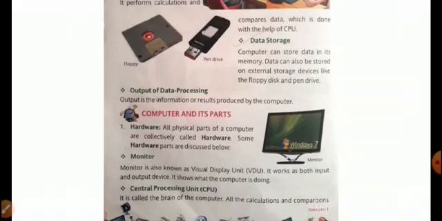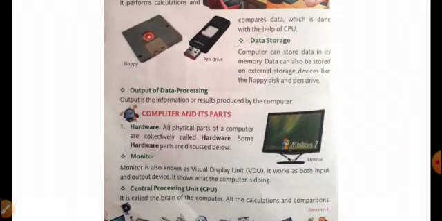Then lastly, output of data processing. The data which is processed within the system and the result which comes is the output. So output is the information or results produced by the computer.